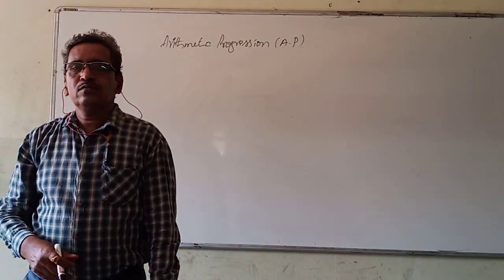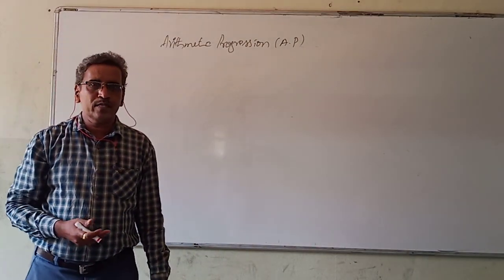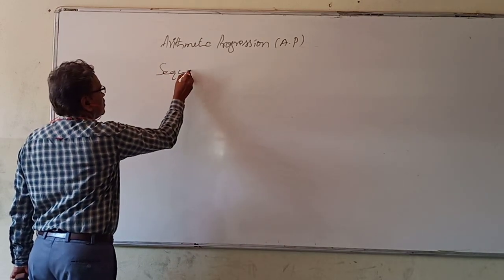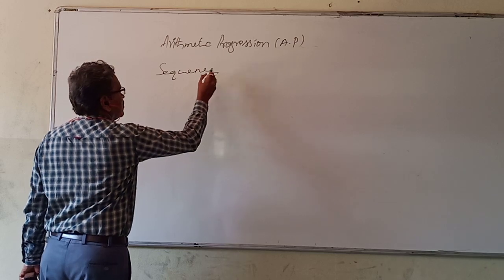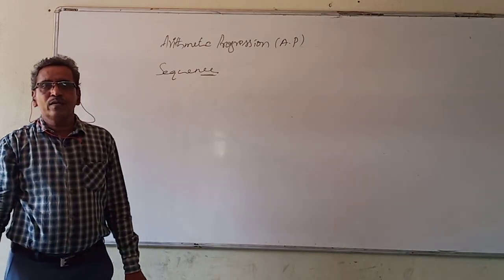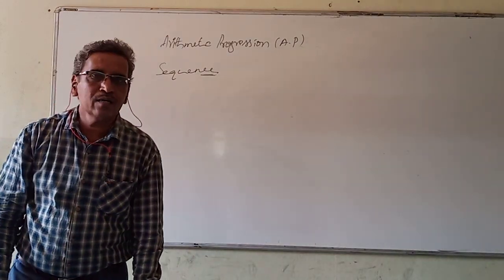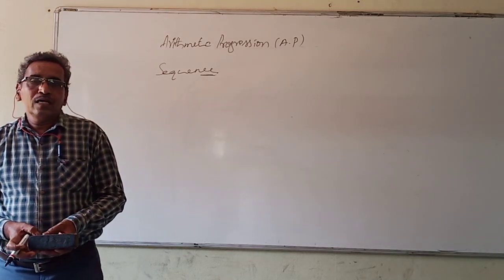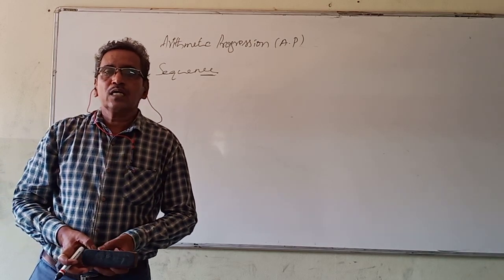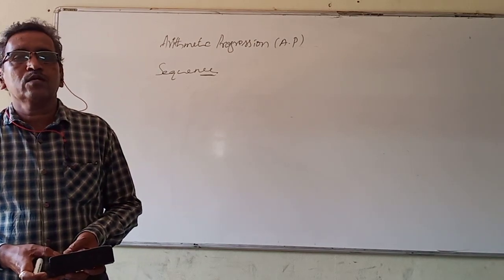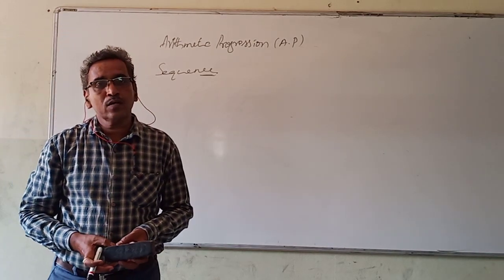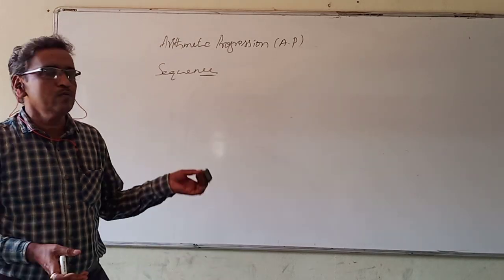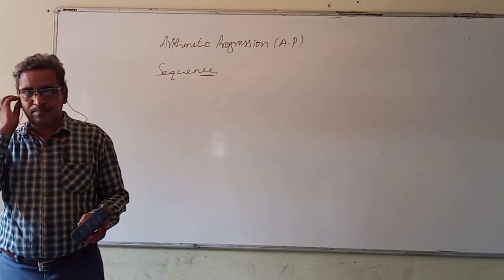Before going to define a progression or arithmetic progression, first we want to know about sequence. One day-to-day example: a salaried person getting 10,000 per month, and every year the increment is 1,000. What is the total amount after 20 years? Such examples are related to arithmetic progression.